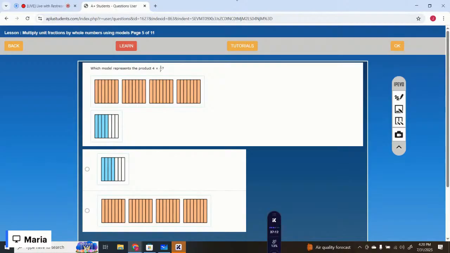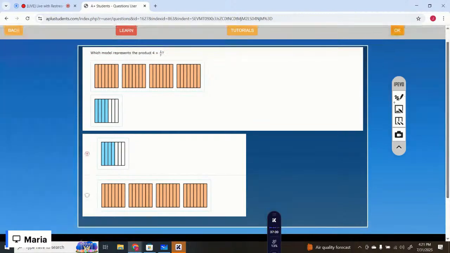Which model represents the product 4 times 1 by 7? 4 times 1 by 7 is 4 by 7. Option number 1 is the correct option.